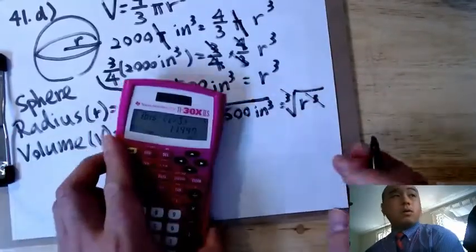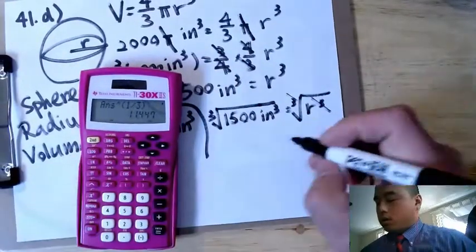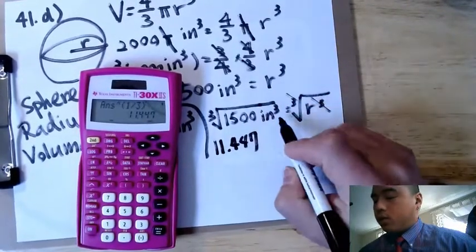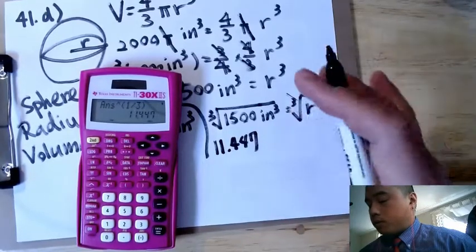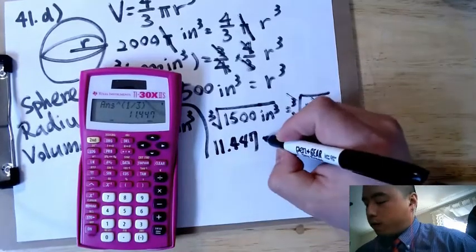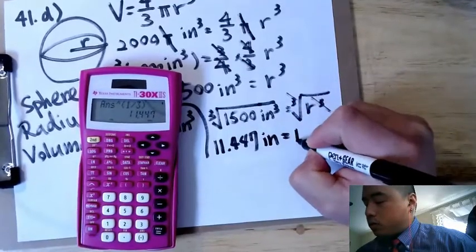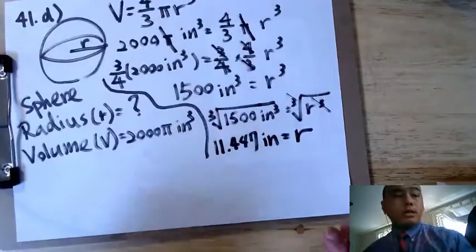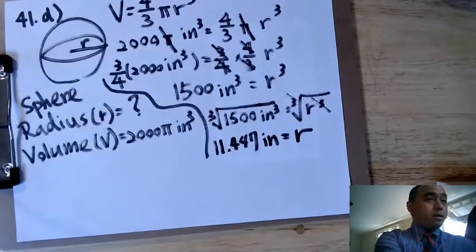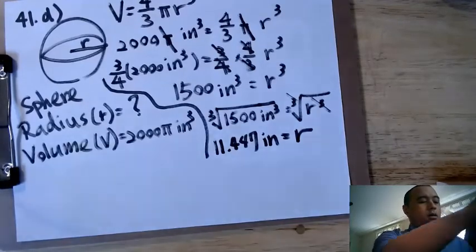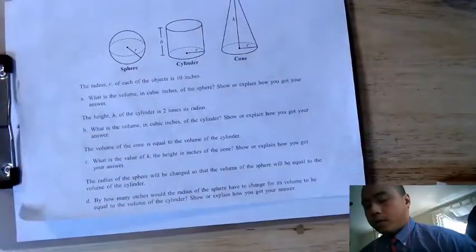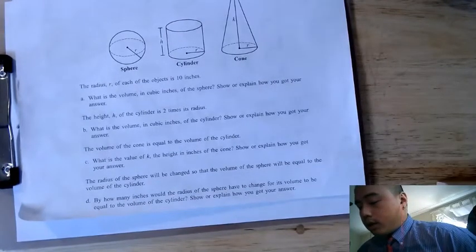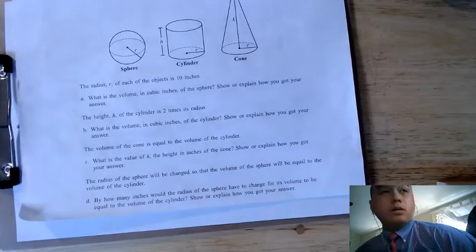Perfect. So I'll leave this up. 11.447, and when inches cubed is being raised to the one-third, we're looking for the cube root, we have inches is equal to r. We are not done yet. We're not done yet, right? Let's see what the problem is asking us. So let's reread the problem. The radius of the sphere will be changed so that the volume of the sphere will be equal to the volume of the cylinder. We've done that part.